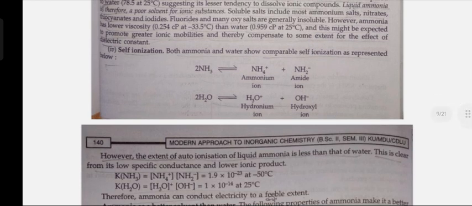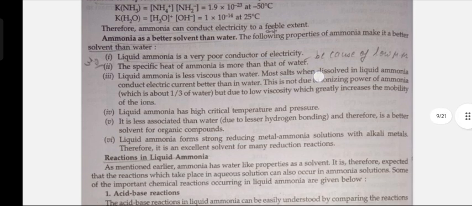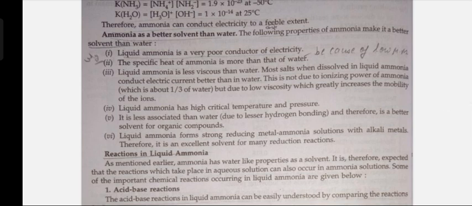Fourth one is self-ionization. Both ammonia and water undergo self-ionization as represented below. Ammonia dissociates into the ammonium ion and amide ion, whereas water dissociates into the hydronium ion and hydroxide ion. However, the extent of auto-ionization of liquid ammonia is less than that of water. This is clear from the low specific conductance and lower ionic product.